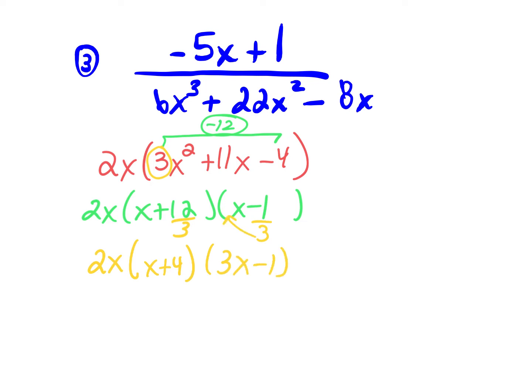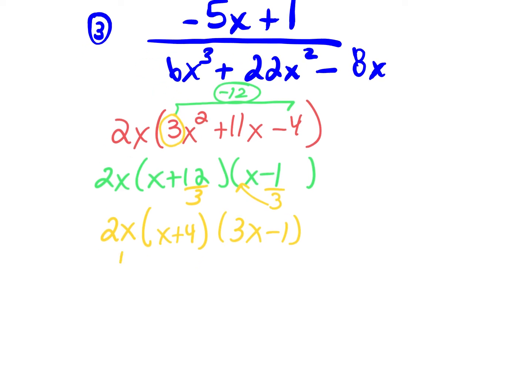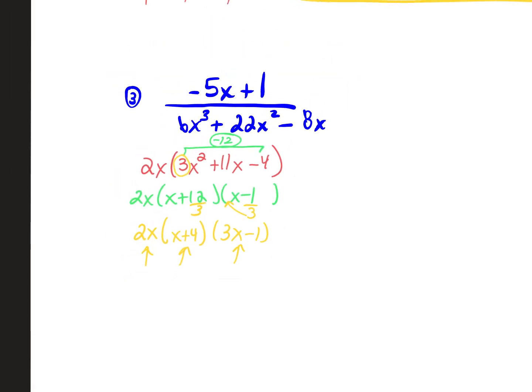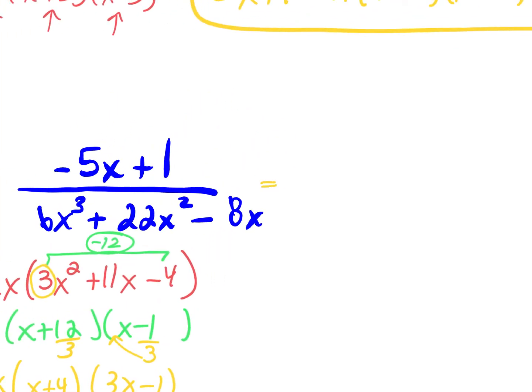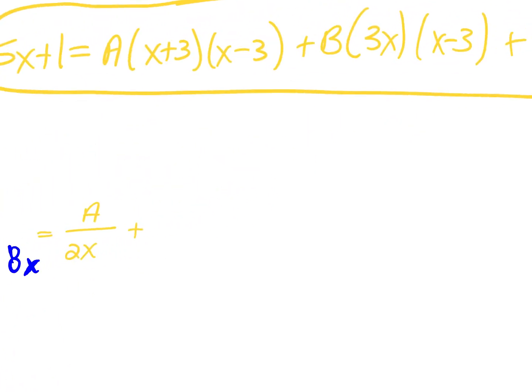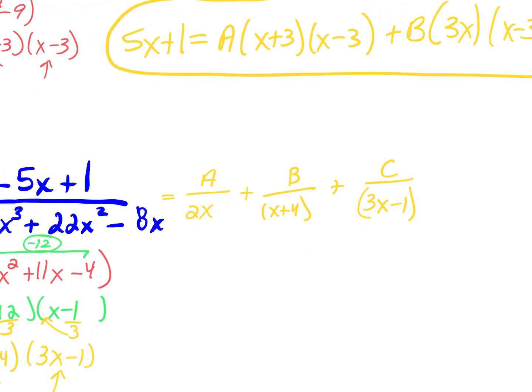Everybody with me? So how many linear factors do I have? 3. That means I have how many fractions? 3. I didn't see the x next to the 2, so I was confused for a second. Gotcha. So this is A, and I'm going to put it over 2x. And then B, I'm going to put x plus 4. And then C, was it 3x minus 1? Okay. So now we have to finish.